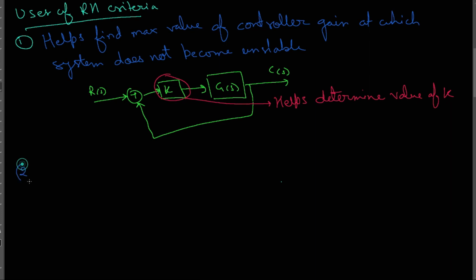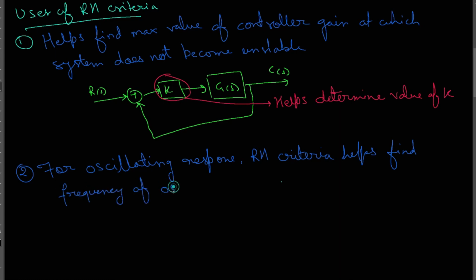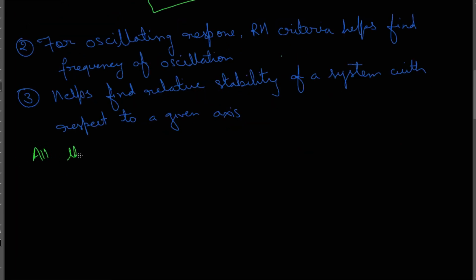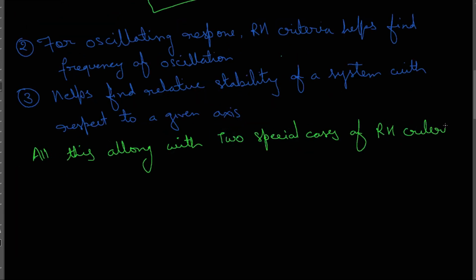Now for oscillating systems, RH criteria helps us to find the frequency of oscillation of the output. RH criteria also helps to find relative stability of a system with respect to a given axis or a given point. We will discuss all these three use cases along with two special cases of RH criteria in the following lectures.